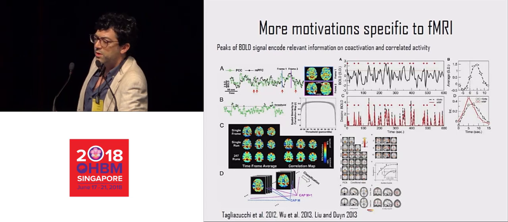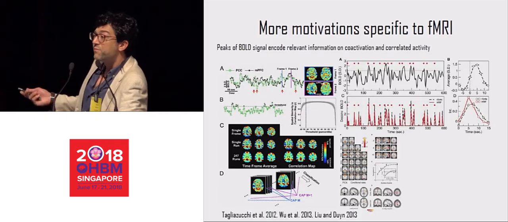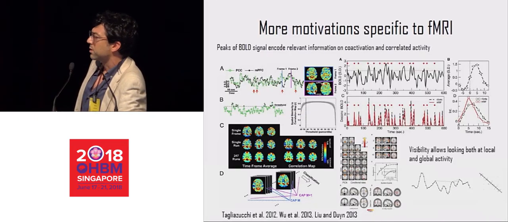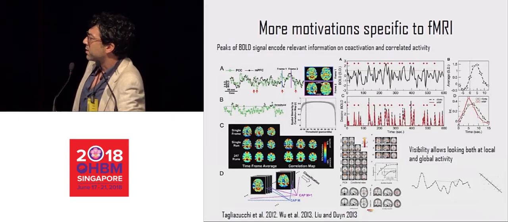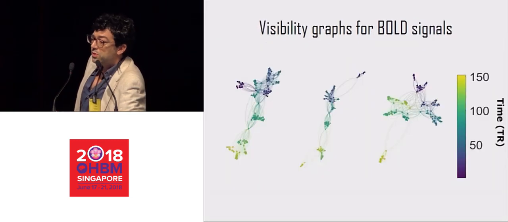Yesterday we also heard from Xiao Liu, who talked about these coactivation patterns and presented a recent review. So basically the idea is that relevant information on the dynamics of fMRI is encoded in these peaks. And since the BOLD peaks are the ones that are most visible in fMRI, we thought that we could build this visibility graph from a BOLD time series. This is an example. This is what we obtained for 3 regions of interest, and the points are color-coded according to time.